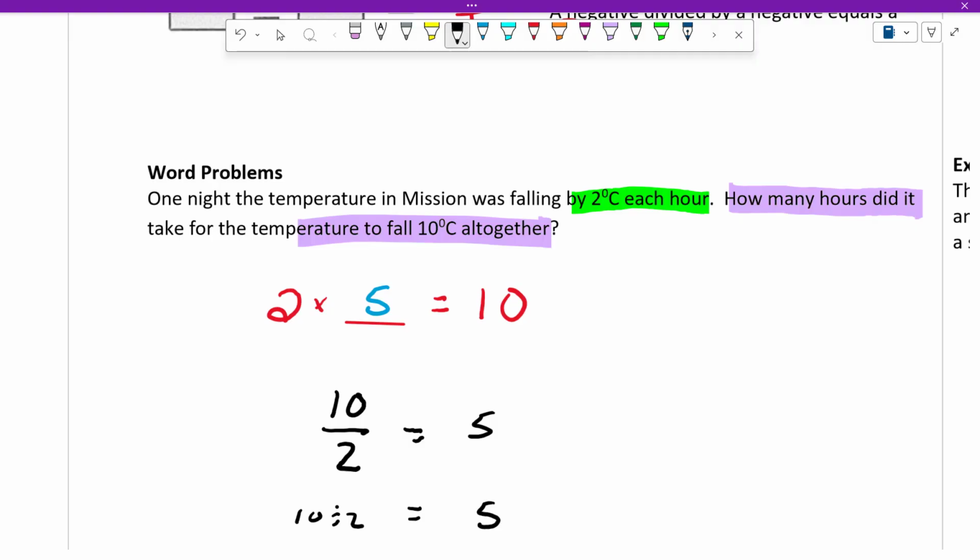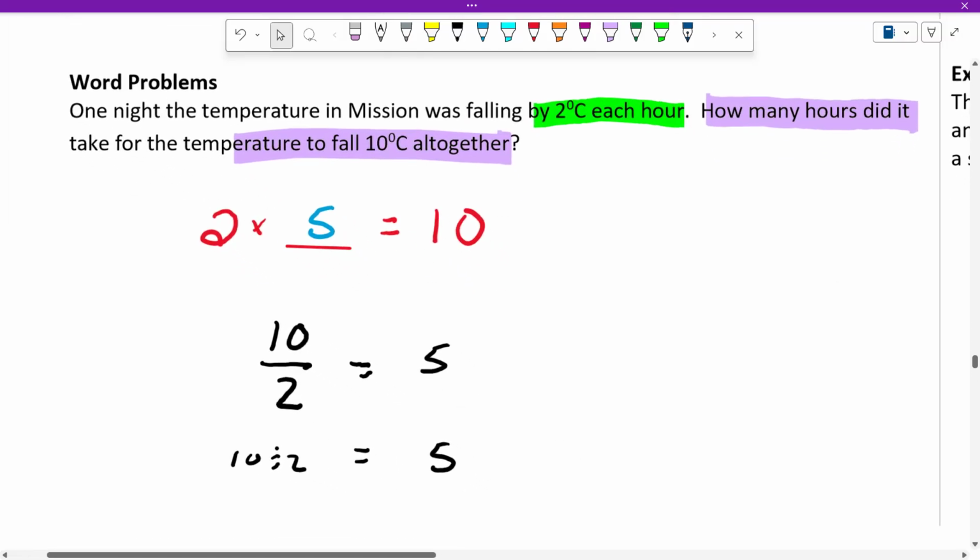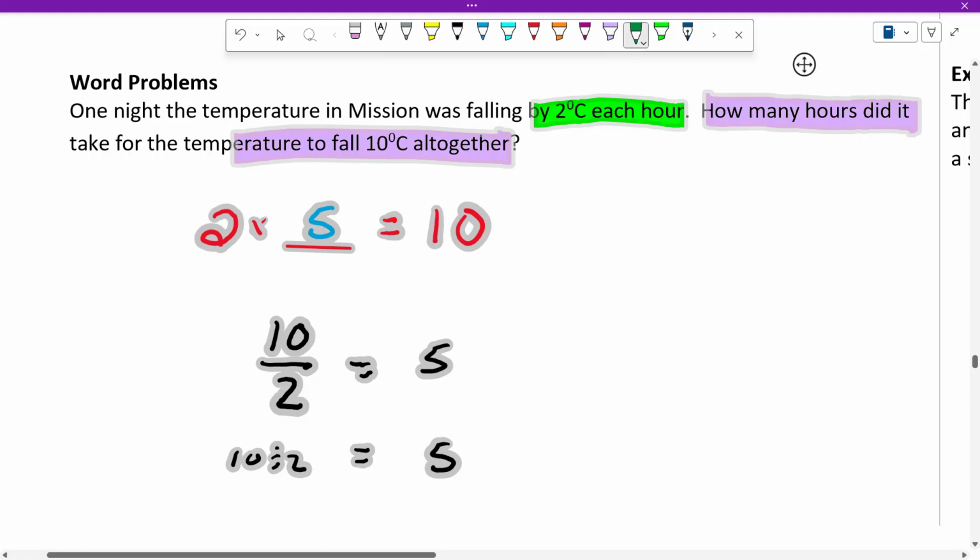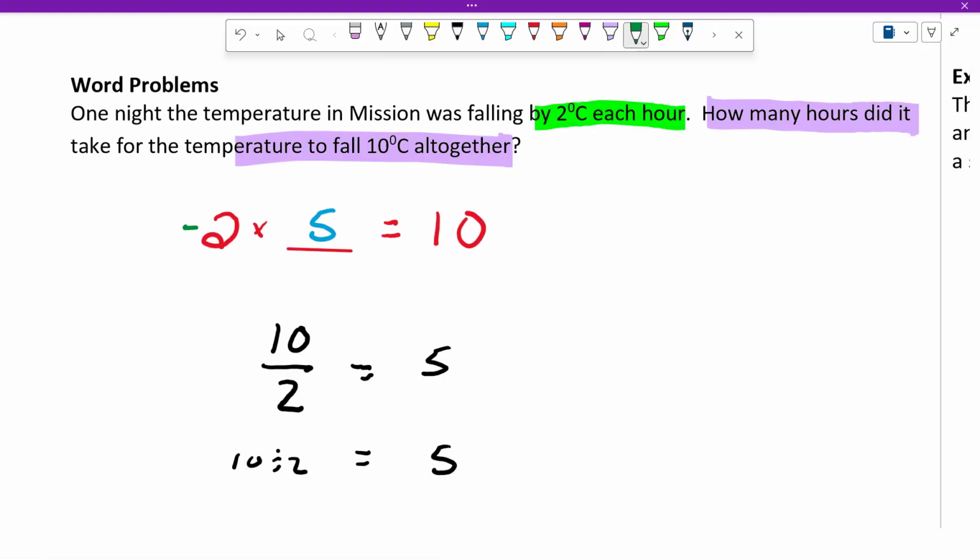Now, technically, what I wrote down there is not 100% correct. Right? So we're talking about integers. So some of these numbers are positive. Some of these numbers are negative. Right? It said the temperature is dropping by 2 degrees each hour. That should have been a negative 2.